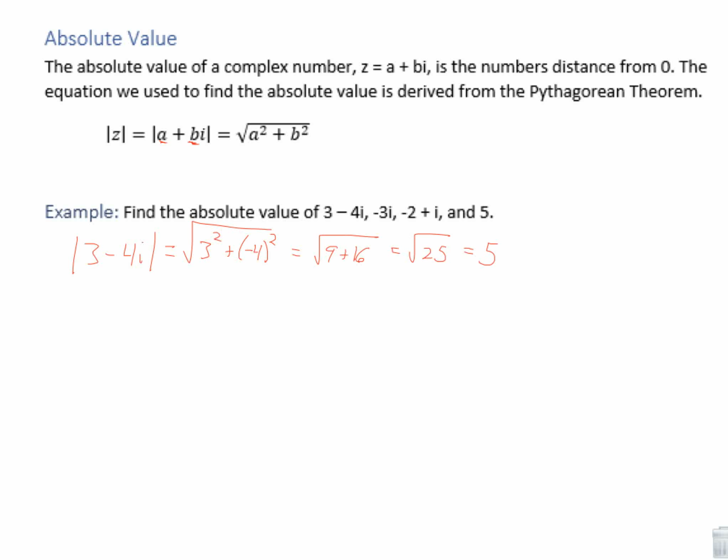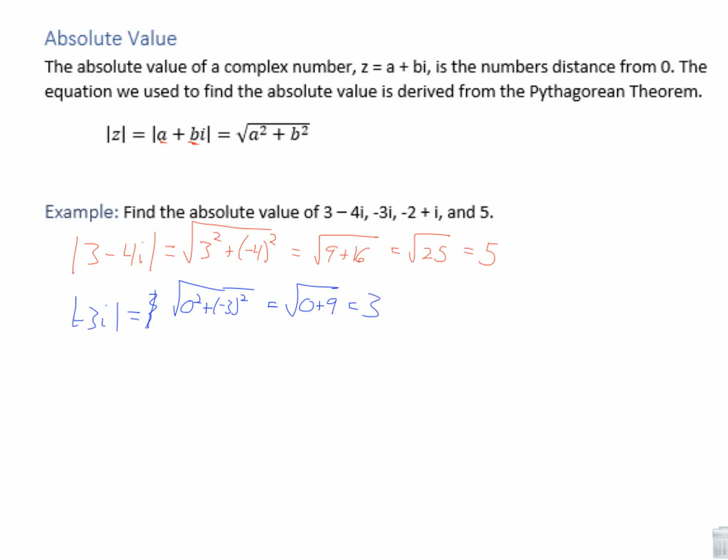Let's move on to this next one here. The absolute value of -3i. Well, there's not a real part. There's not an a because it's not a real part, so we just want to do the square root. Well, we can put 0 in there. 0 squared plus the imaginary part squared, so negative 3 squared. And that's going to equal, 0 squared is 0. Negative 3 squared is 9. The square root of 9 is 3. So the absolute value of negative 3i is 3.